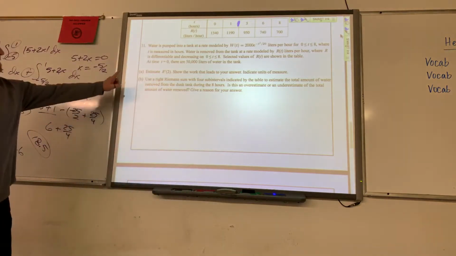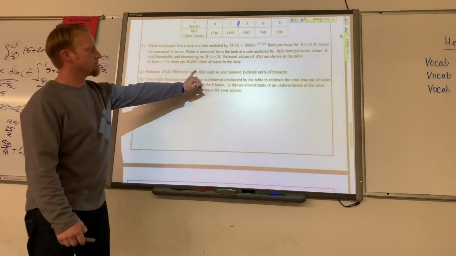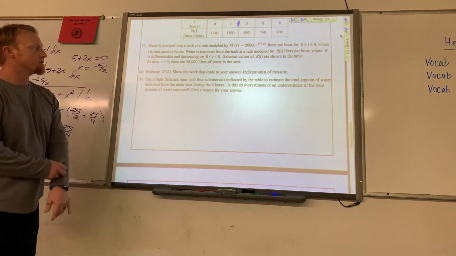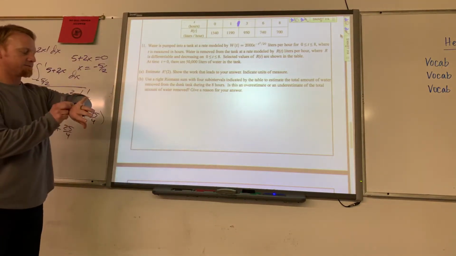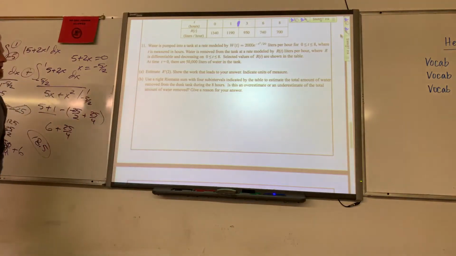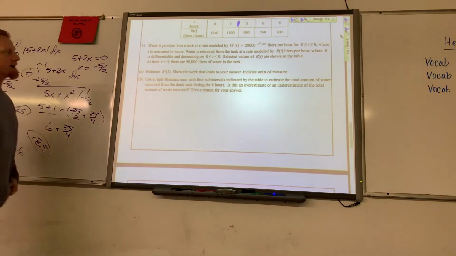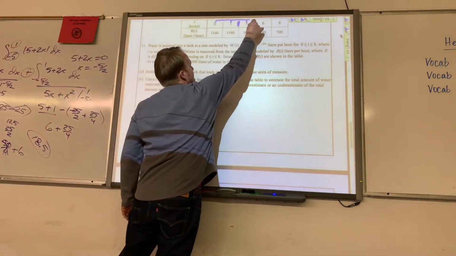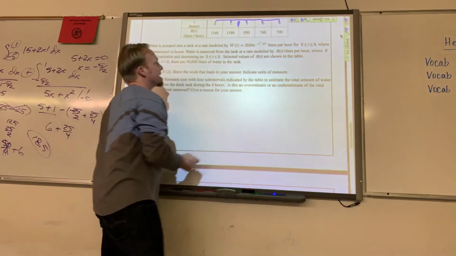Alright, then we want to use a right-Riemann sum with 4 subintervals. Estimate the total amount of water removed from the tank during 8 hours. And then is it an overestimate or underestimate, and give a reason for your answer. So right-Riemann sum. So I'm going 0 to 1, 1 to 3, 3 to 6, 6 to 8.